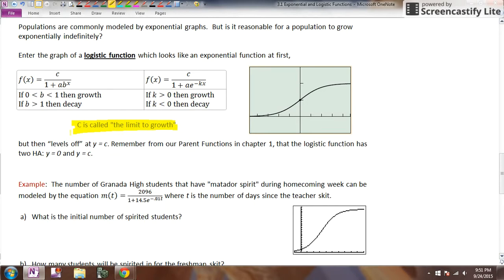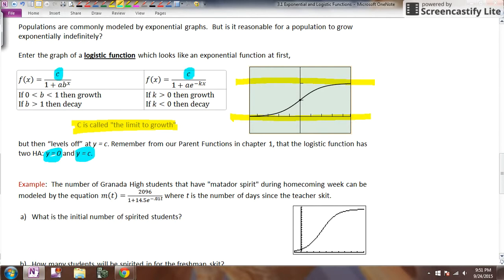So remember back from chapter 1 that these logistic functions have two horizontal asymptotes, and they live in between those two asymptotes. And the cool thing about them too is, if you look here at the equation, one of them is always y equals 0, unless it's shifted up or down. The other one is y equals c. And you might notice that c is the numerator.